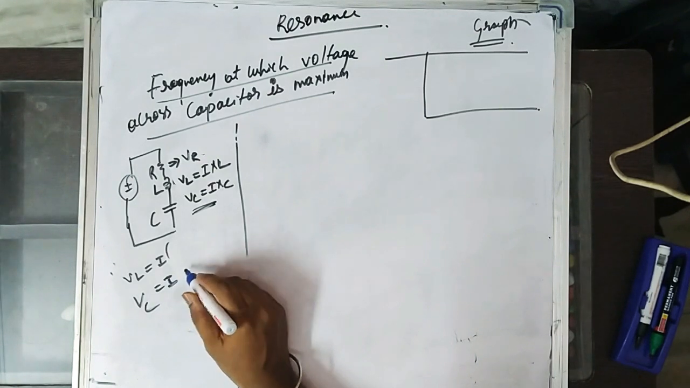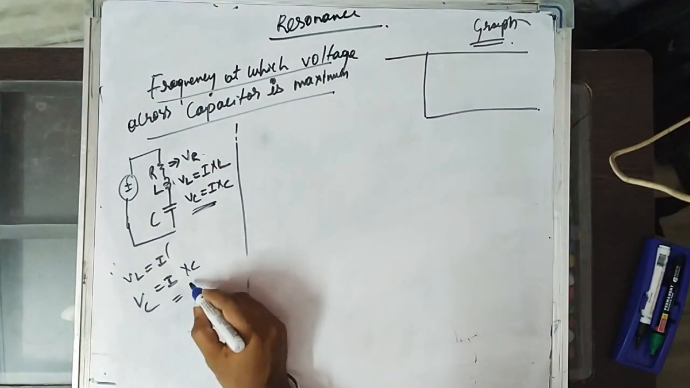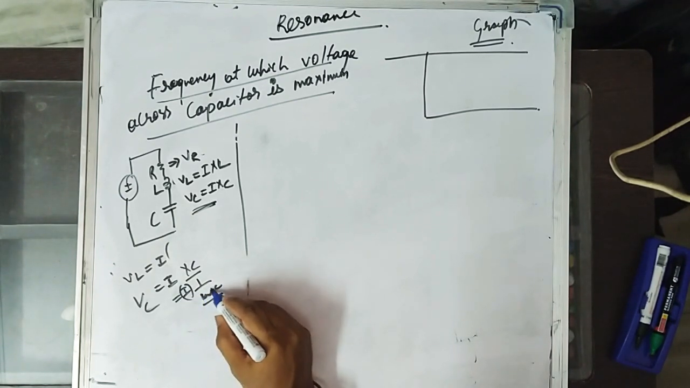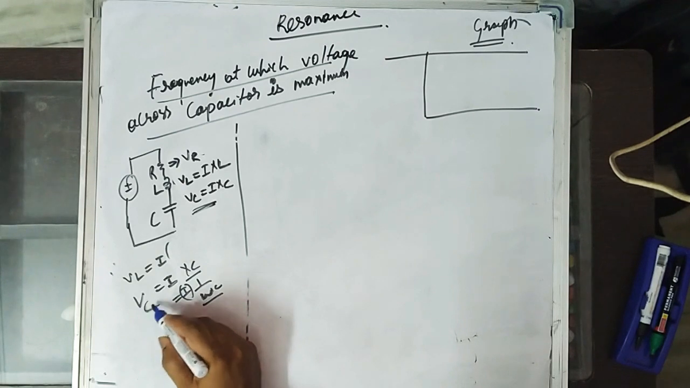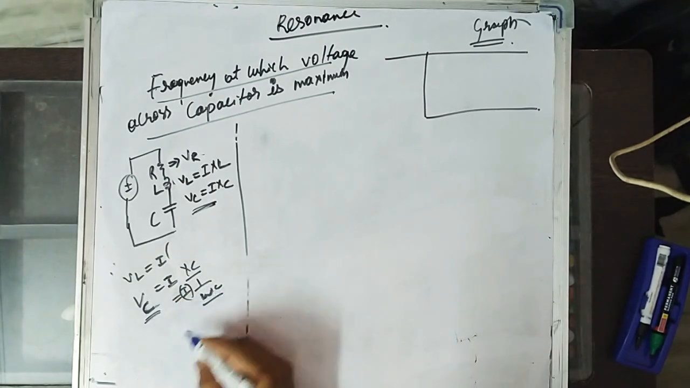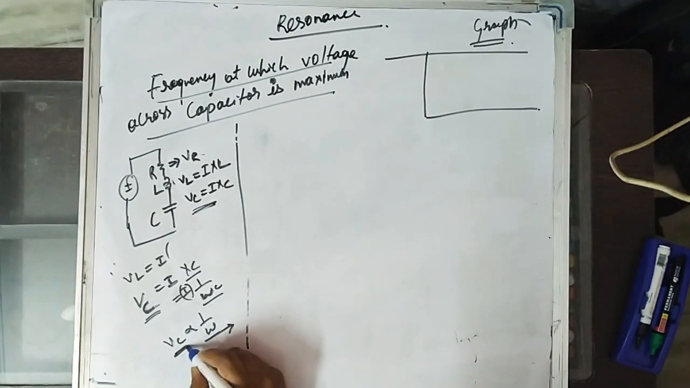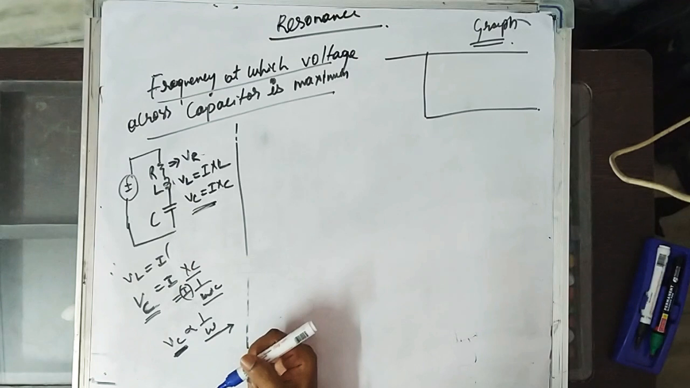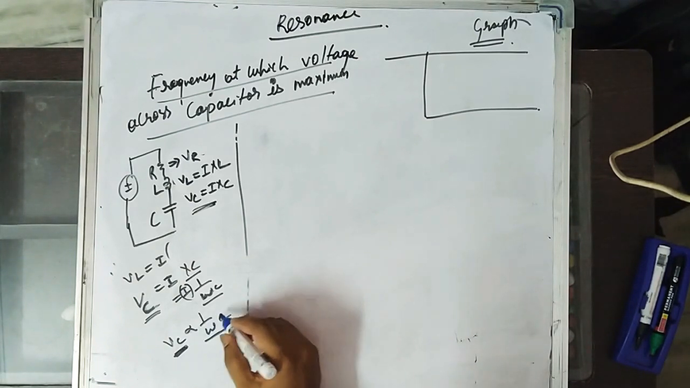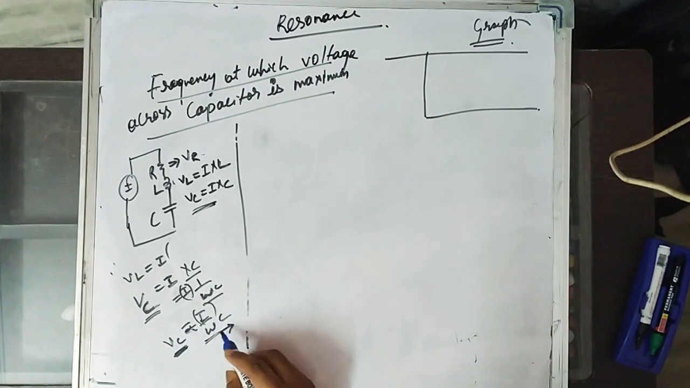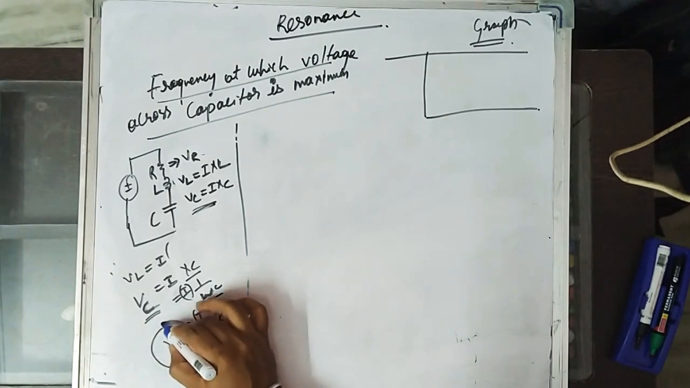So I equal to what? Xc. Then Xc is what? 1 by omega C. If we vary the frequency, the voltage across the capacitor also varies, so Vc is inversely proportional to omega C. So if we vary the frequency, the voltage across the capacitor is also varying.